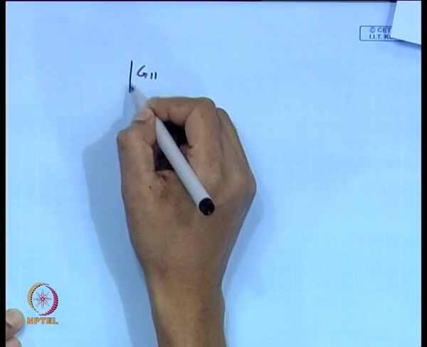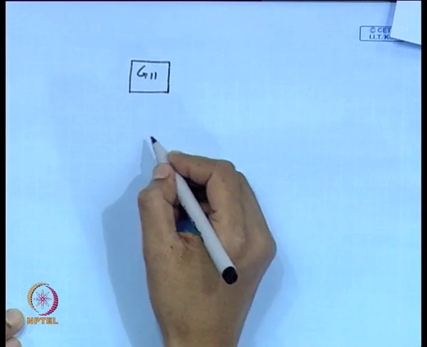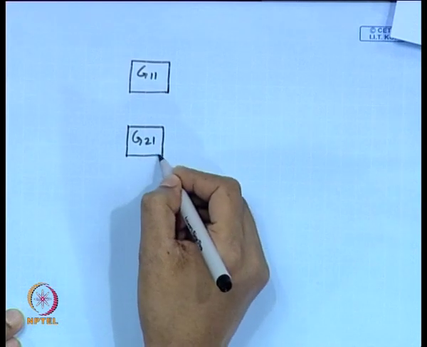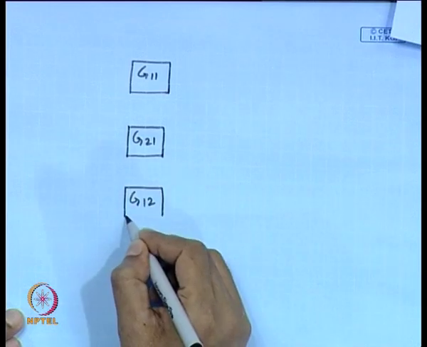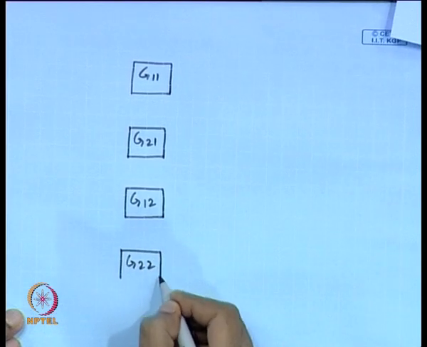In the next step, we need to make the block diagram. What will be the block diagram for this system? See, there are 4 transfer functions. One is G11, second one is suppose G21, third one is G12, and fourth one is G22.